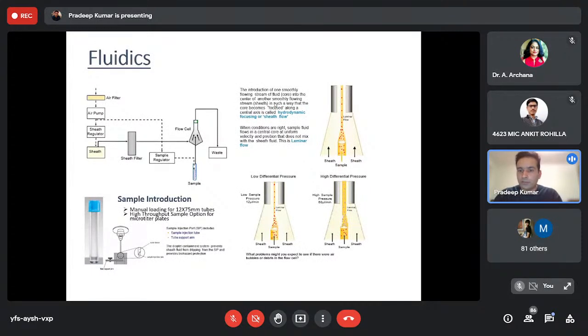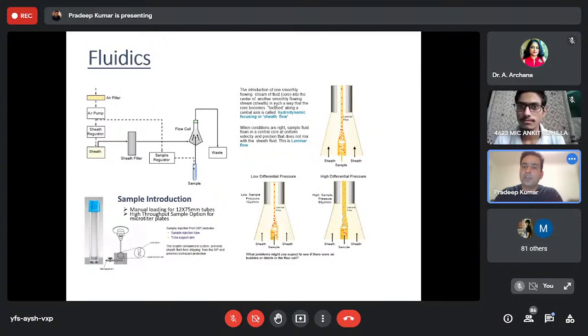So from both sides, sheath fluid is flowing, and through the center of it, sample is flowing. These two fluids flow parallel without mixing with each other, because they are maintained by hydrodynamic focusing. What it means is that two fluids can flow parallel without mixing with each other.